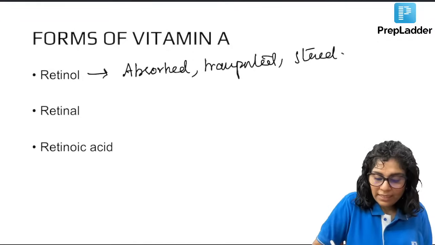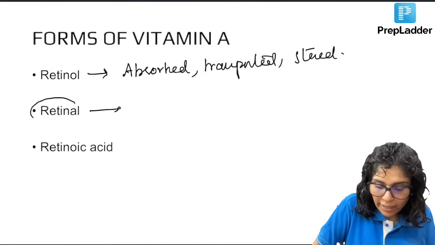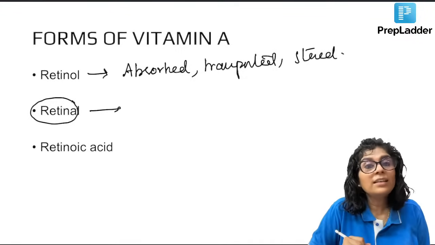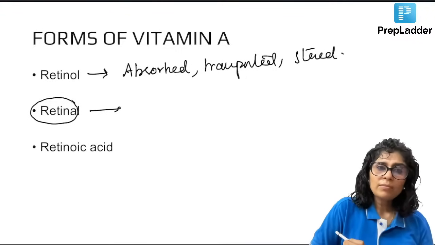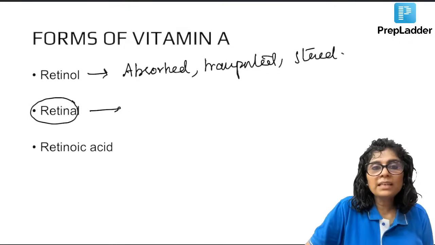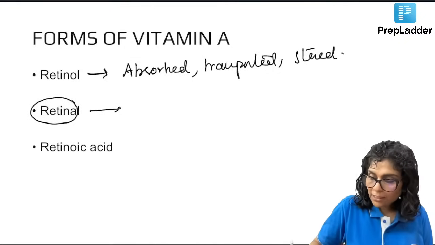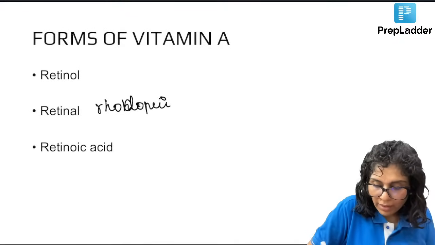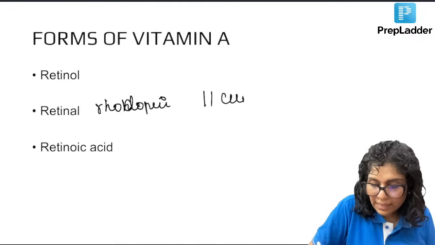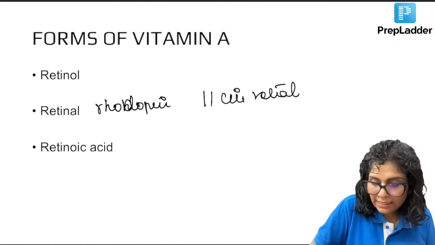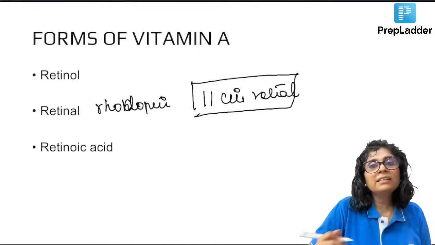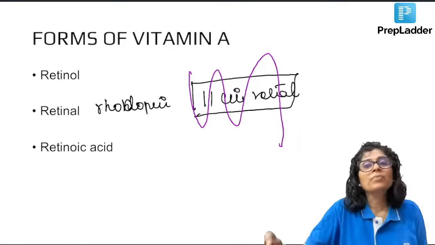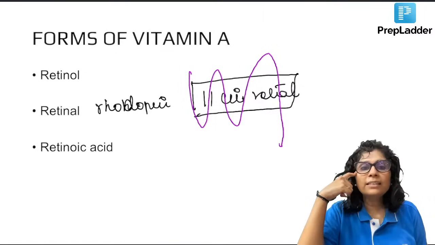Okay. And then retinal. In the term retinal, you see retina, right? So retina means eye. So this is the form that is present in the eye. When I say it's present in the eye, this is the form that is present in rhodopsin. In rhodopsin, it is present as 11-cis retinal in the center, surrounded by opsin. So retinal is the one that is present in the eye as rhodopsin.